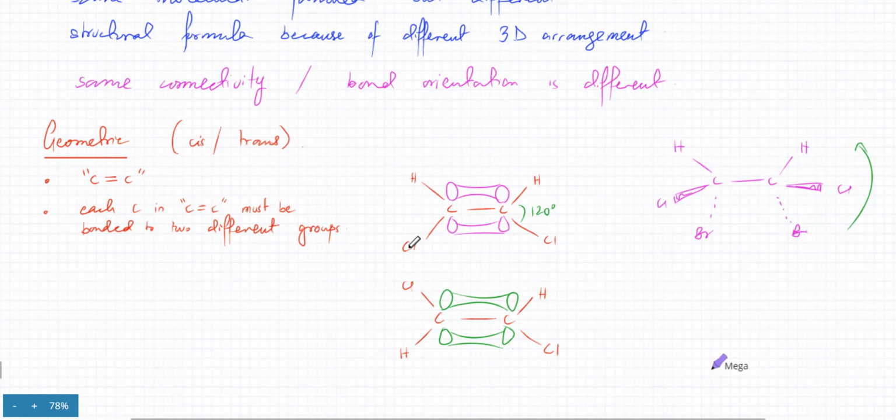If you had an H over here, if this H pointed upwards, it doesn't really make a difference. So the groups attached to the double bonded carbon atoms must be different. This side should be different, and these two groups must be different. They can be the same. I mean, this side could be the same as this side, or this side could be different from this side. That doesn't really matter. These two groups have to be different, and these two groups have to be different.